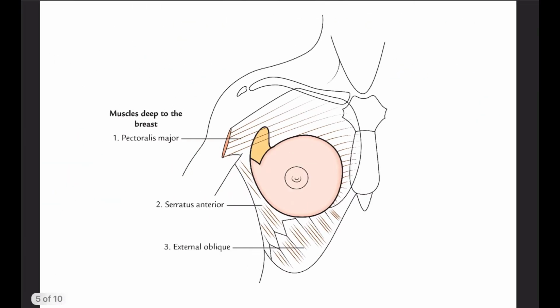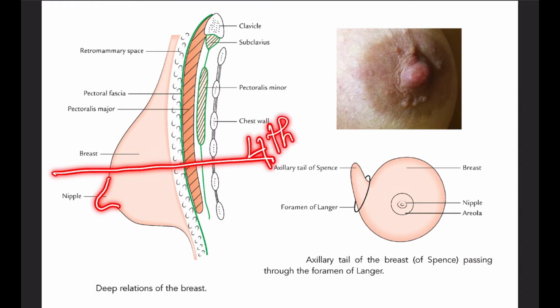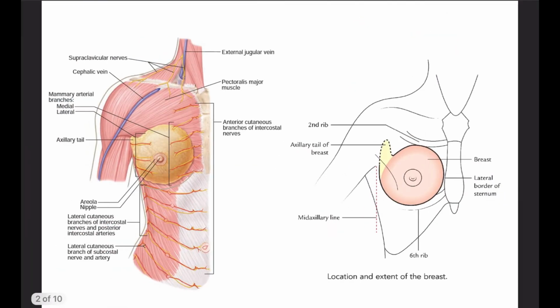So the nipple is the conical projection below the center of the breast. It is usually located at the level of the 4th intercostal space. As you can see, the nipple is located at the level of the 4th intercostal space.